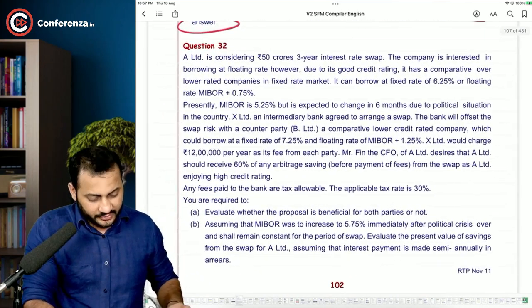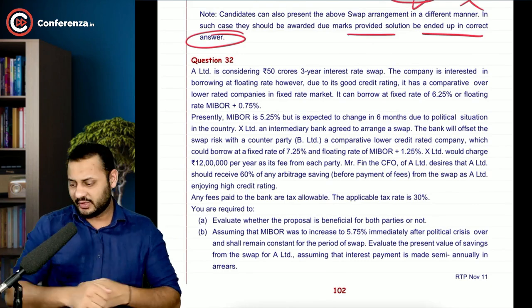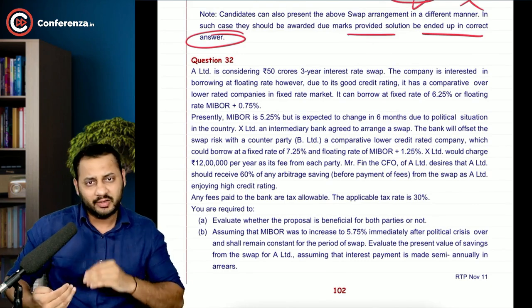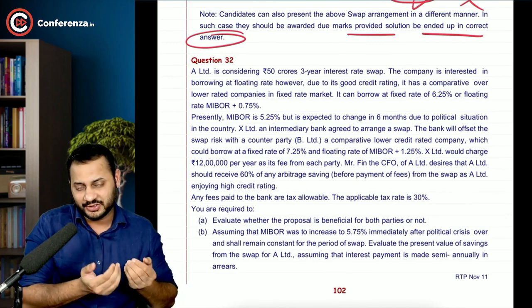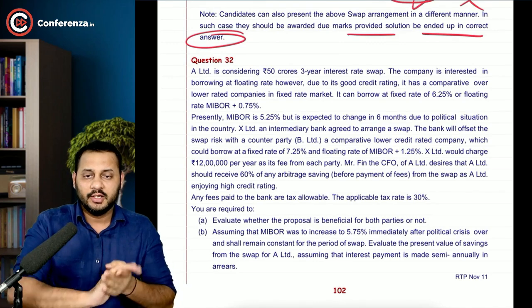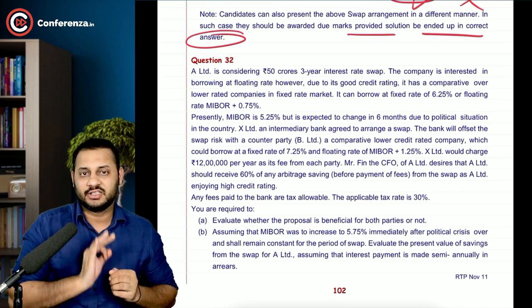Now comes question number 32. It is again an interesting question. We'll love it. It's very much similar to the previous question, but a little different in terms of some specifications. Have a look. A Limited is considering a 50 crore, 3 years interest rate swap.